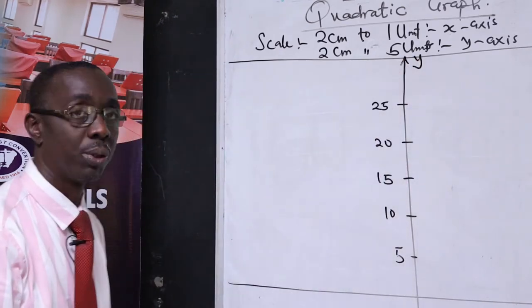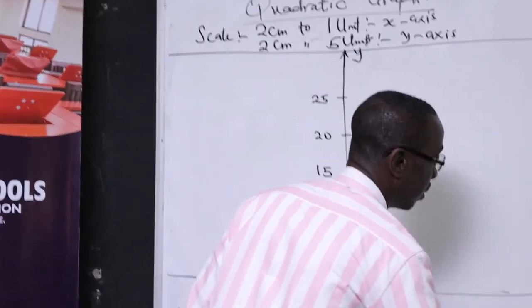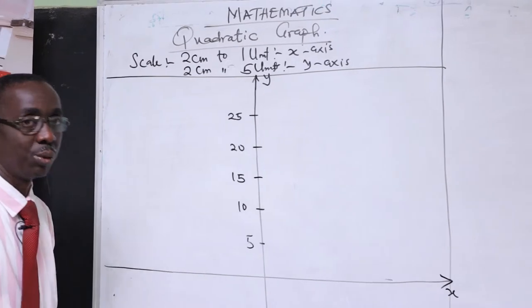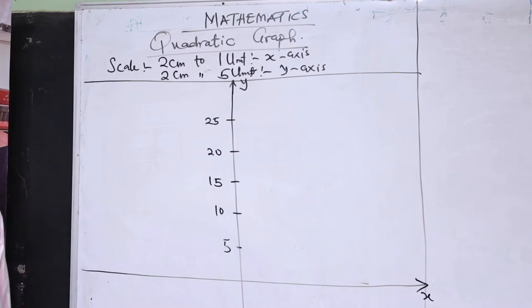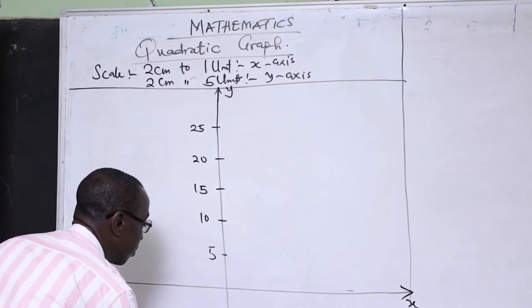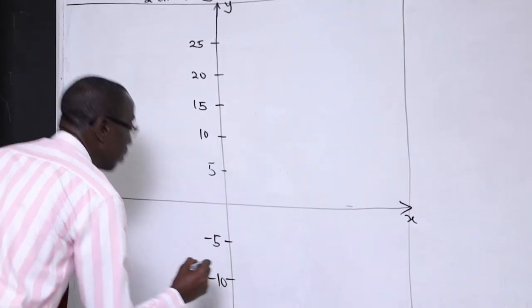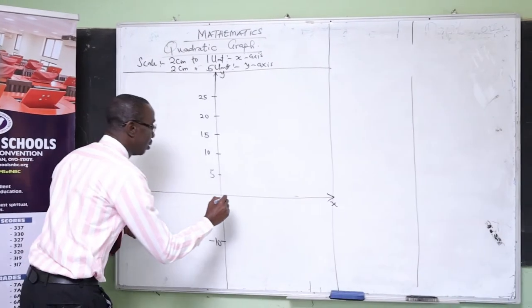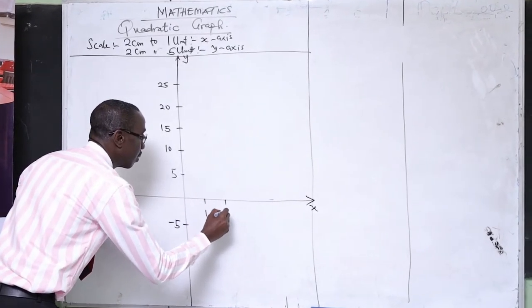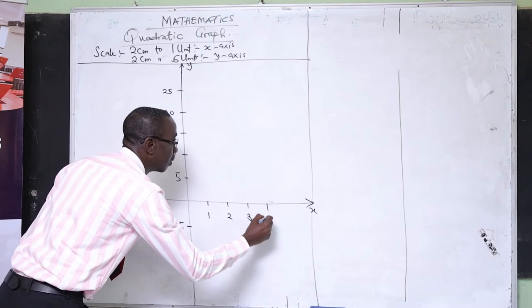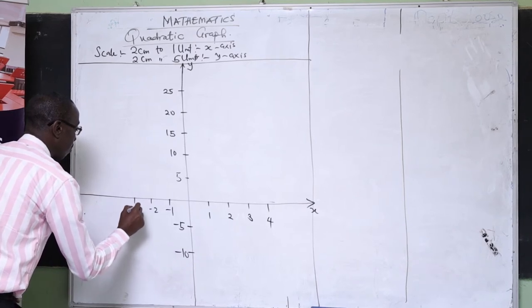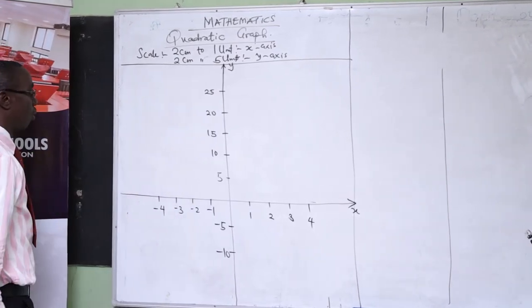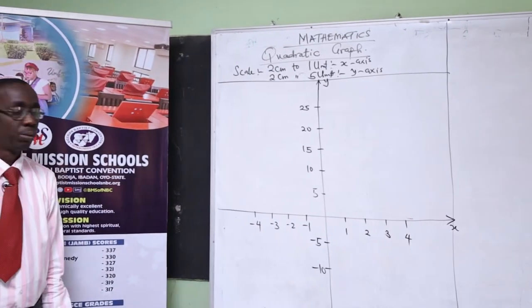Label your axis. It's important. Write your scale. It's important. You can see those instructions. Please, these are things that make students lose marks in the exam. Label your axis, write your scale, very important. On the x-axis, 2 centimeters to 1 unit. Now we are good to go, right? Yes, sir. Great.